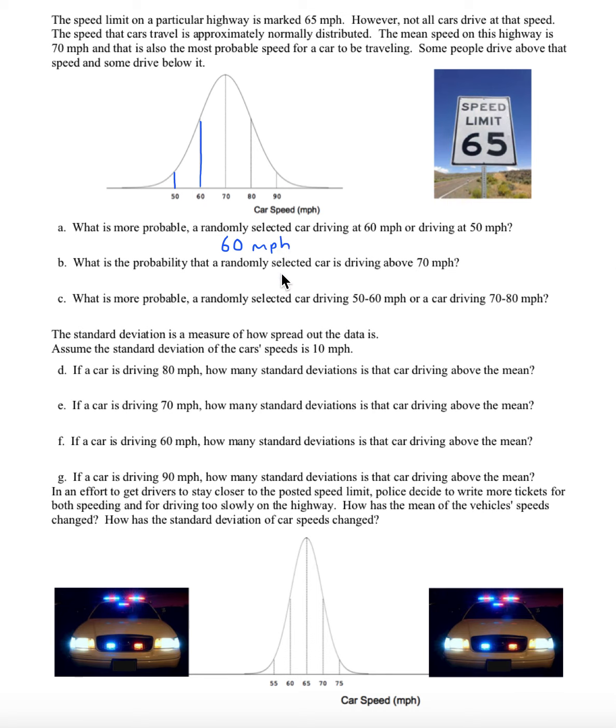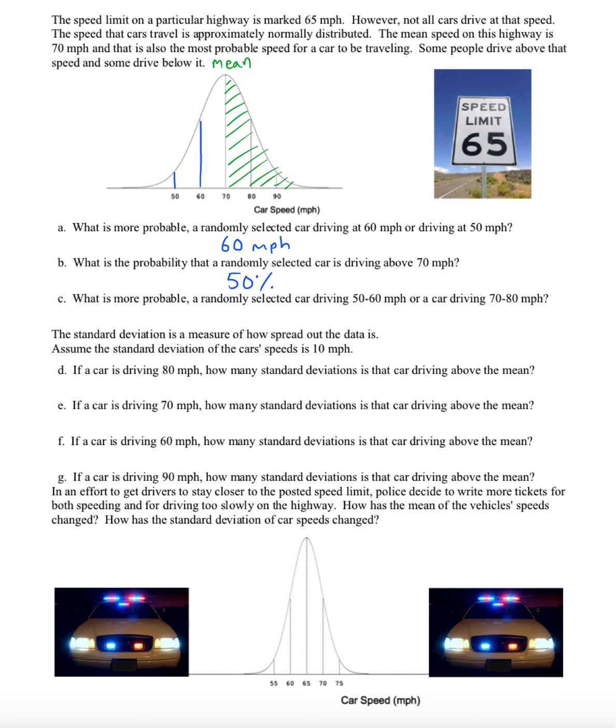What is the probability that a randomly selected car is driving above the mean of 70 miles an hour? Well, by symmetry of the normal curve, we can see that half of the area lies above the mean, and half of the area lies below it. So with that in mind, 50% is the answer to this question. Half of the cars will be driving above the mean, and half of them will be driving below the mean.